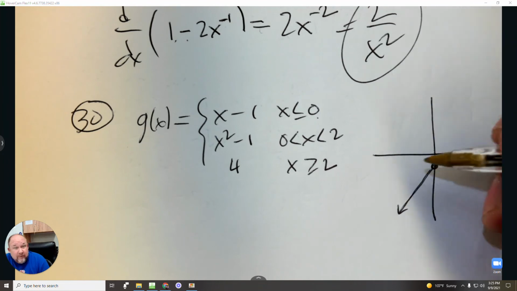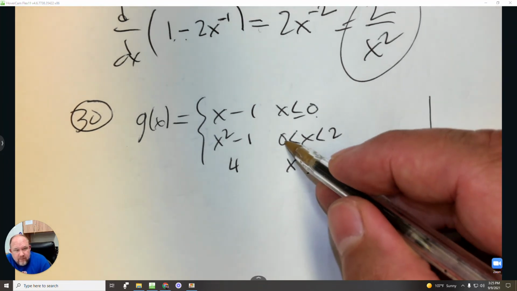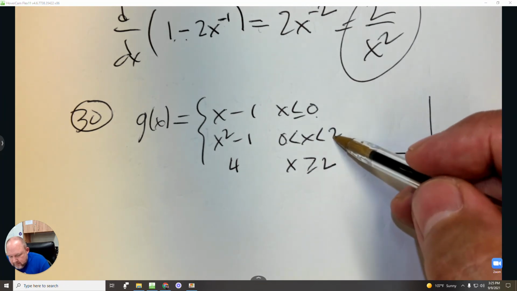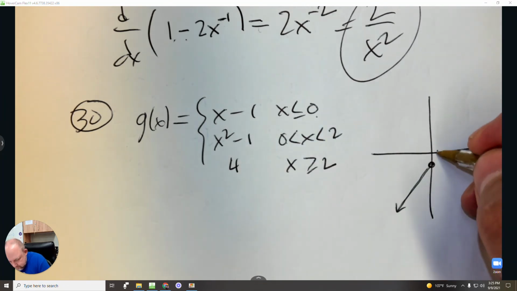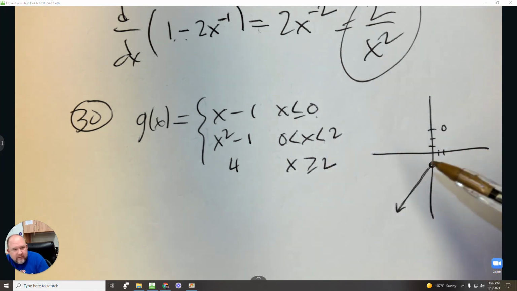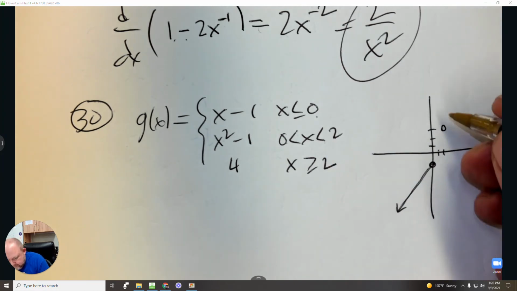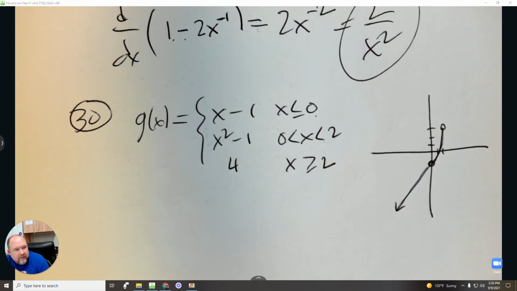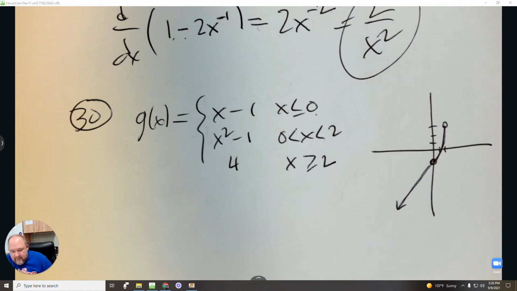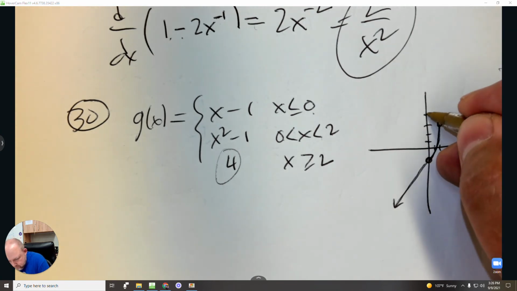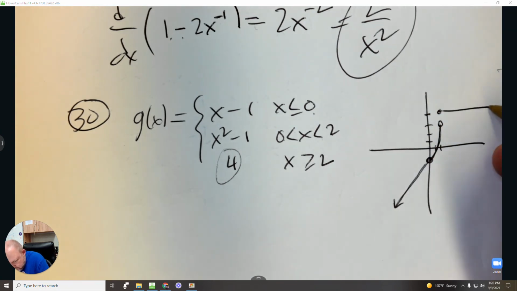The next one's a little piece of parabola. Plug in 0 and you get negative 1. It's there. Plug in 2 and you get 3. It's a hole because of the arrow. And then these connect. That's a little piece of a parabola there. And then 4 is a constant, just a horizontal line at 4. And there it is.